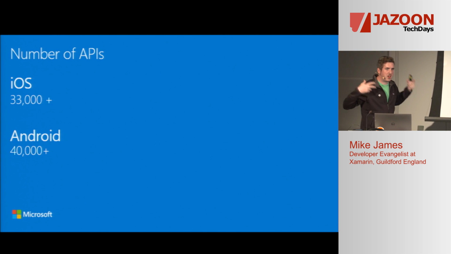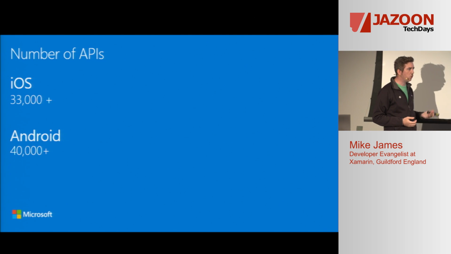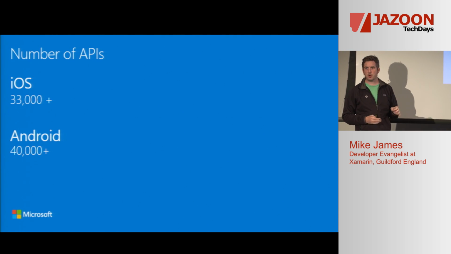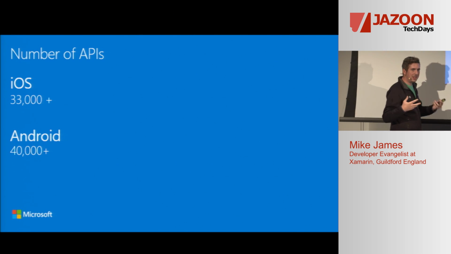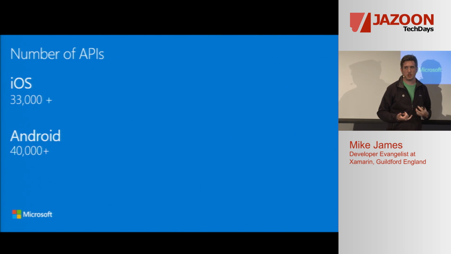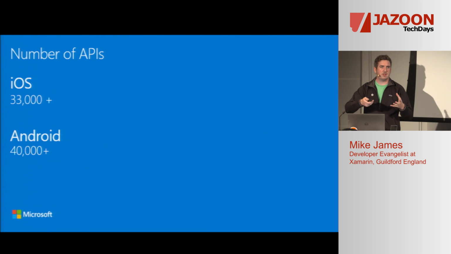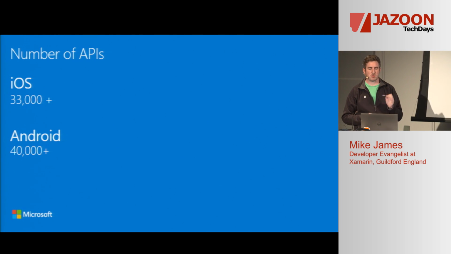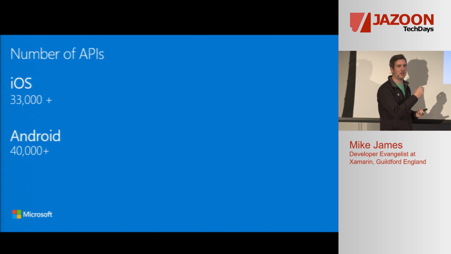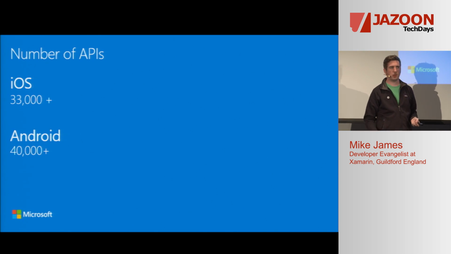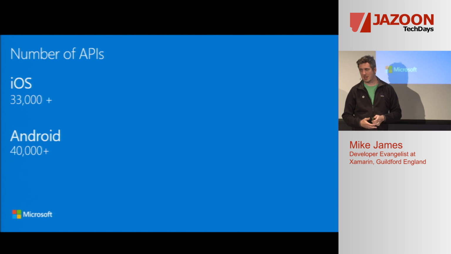So iOS has over 33,000 different APIs. And Android has over 40,000 different APIs. And that's a lot of APIs to learn, especially if you want to be a real cross-platform developer. So I completely understand why people like libraries and things like Xamarin.Forms, because they abstract a lot of the differences in these APIs away. But it's really important to understand, at least at a basic level, some of these APIs in order to do some customizations with your app and eke out the best performance and best UX of your application.